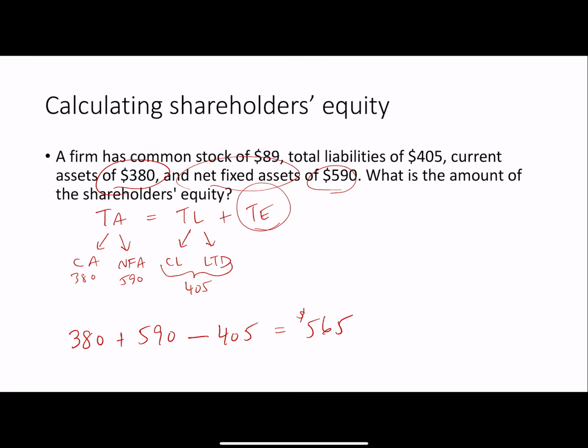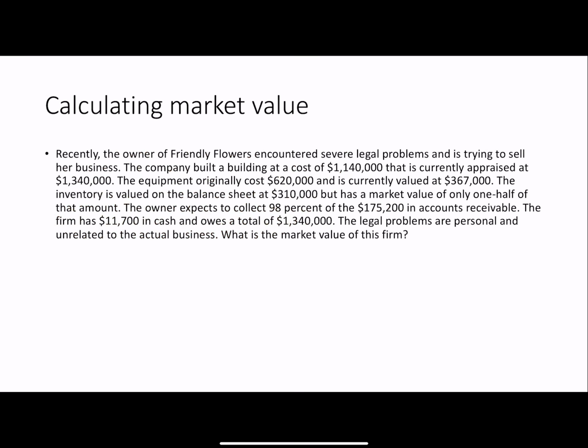$565 in equity. Just to recap, we started with the balance sheet identity, which says total assets is equal to total liabilities plus total equity. We remembered that total assets can be divided into short-term and long-term components, and total liabilities can also be divided into short-term and long-term components. We looked at the information given in the problem, and we pieced it together to back out the total equity, which we found to be $565. All right, let's move on to the next one.